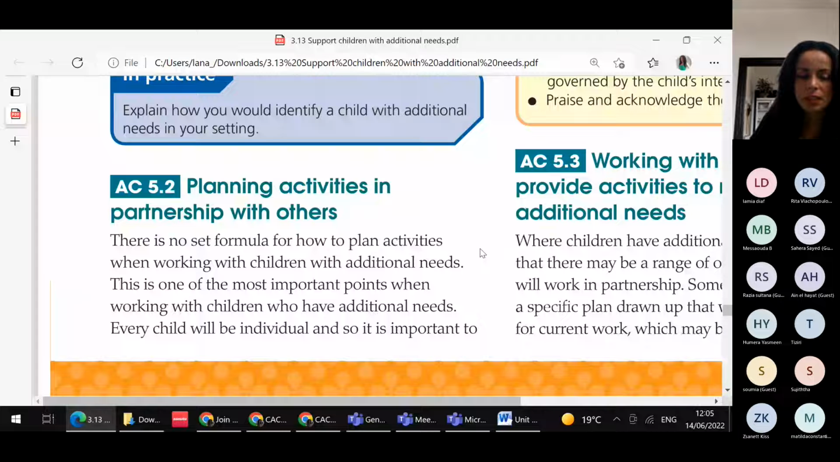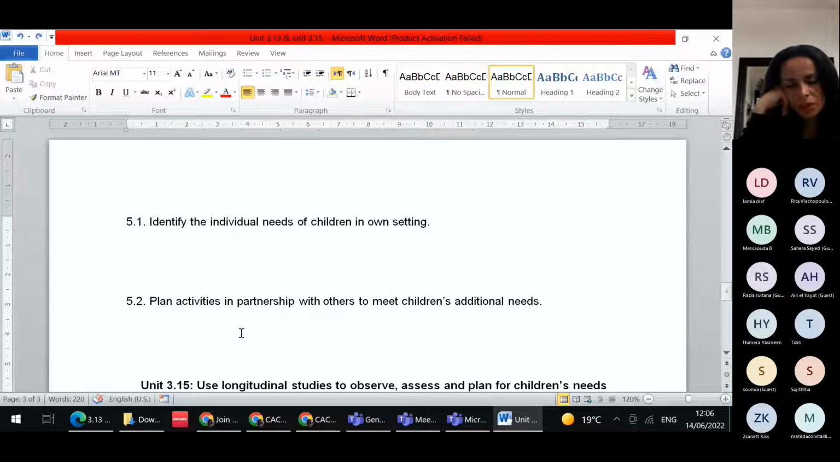Even this one says plan activities in partnership with others in meeting children's additional needs. Because it says plan, that means you have to plan it yourself. Plan activities in partnership with others to meet the children's additional needs. So this is another reflective one. If you don't want to do it, it's fine, because you will have it in another reflective. But for me, I would do it as well, just to finish it off.